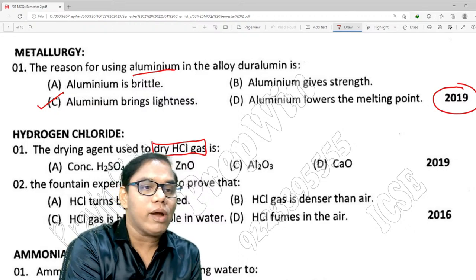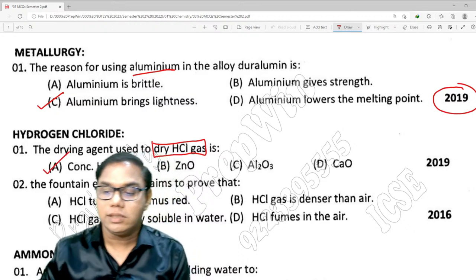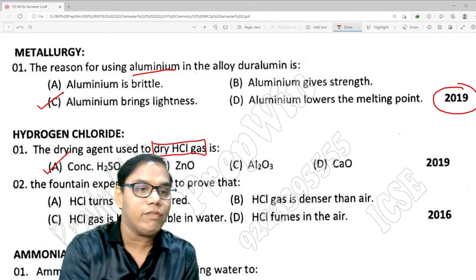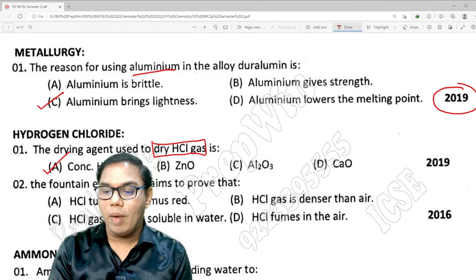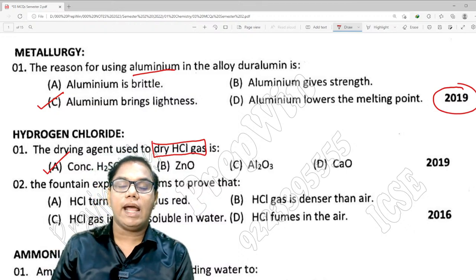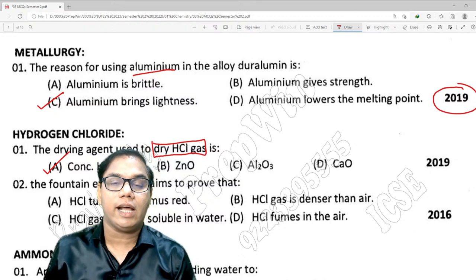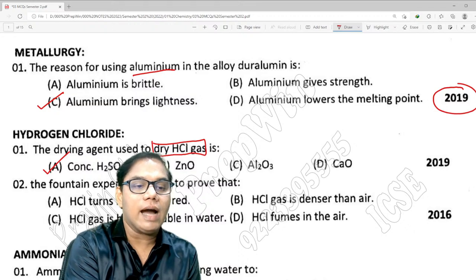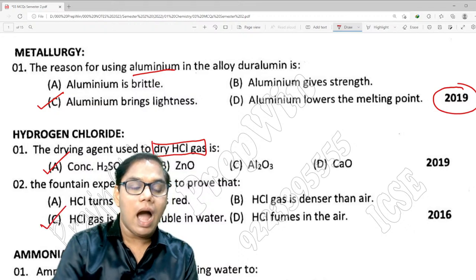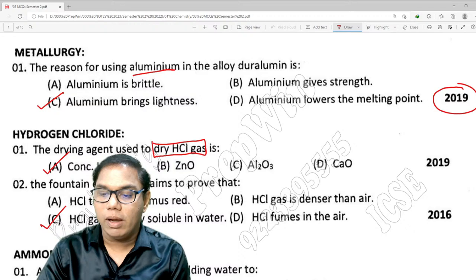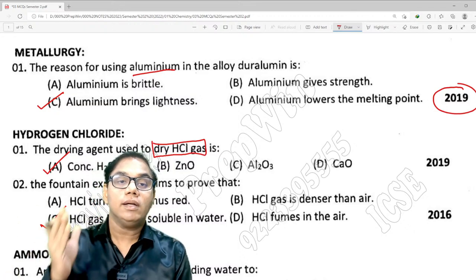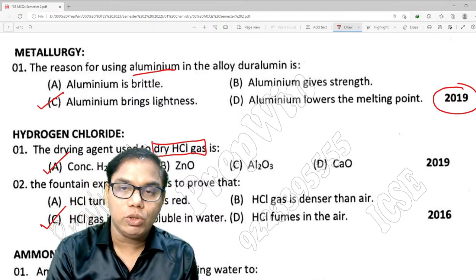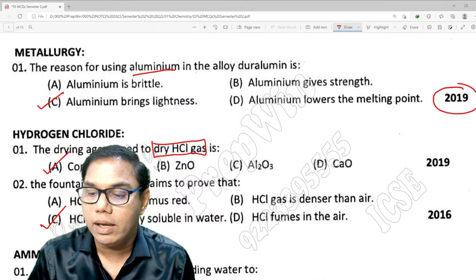Drying agent. Okay, the drying agent is definitely concentrated sulfuric acid. Right, here we go with question number 2 from hydrogen chloride. The fountain experiment. What is the aim of the fountain experiment? What do we want to show with the fountain experiment? Yes, again the correct answer is C. HCl gas is highly soluble in water. You can perform the fountain experiment only for those gases which are highly soluble in water.